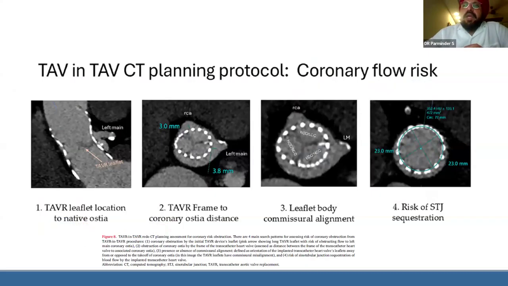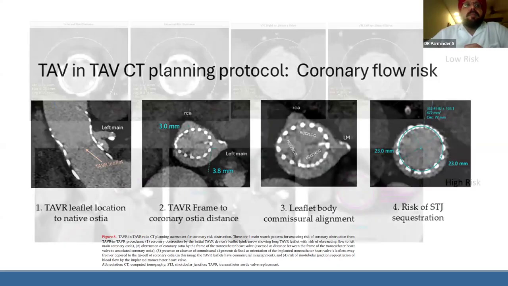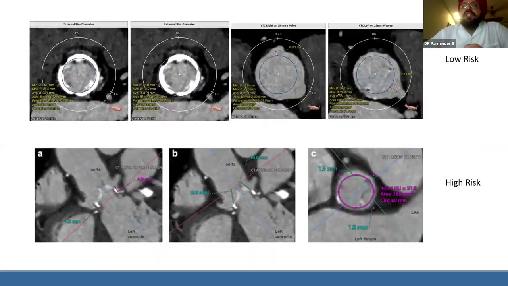Whether the previous valve has been commissurally aligned or not, and what is the risk of STJ sequestration. These are important considerations when considering TAV in TAV. When considering TAV in a surgical valve, if your surgical valve's stent frame top is below the coronary arteries, as we have discussed, there's hardly any risk, and you can proceed with the procedure.